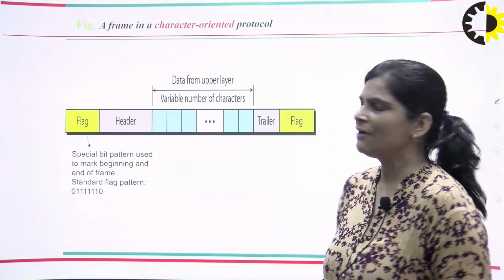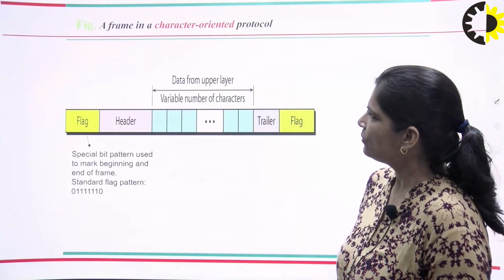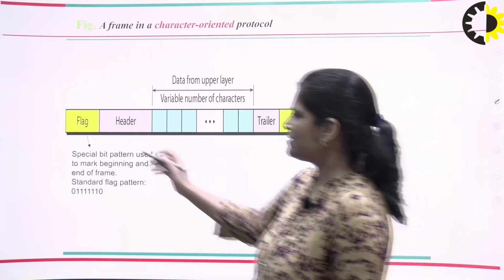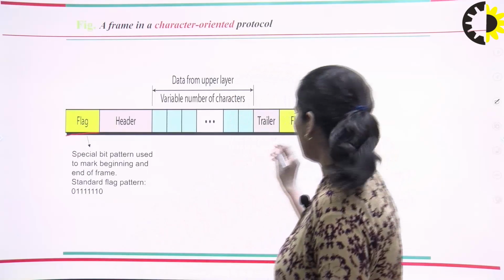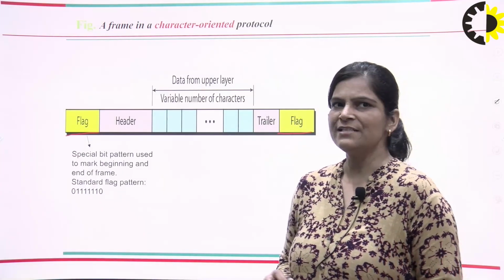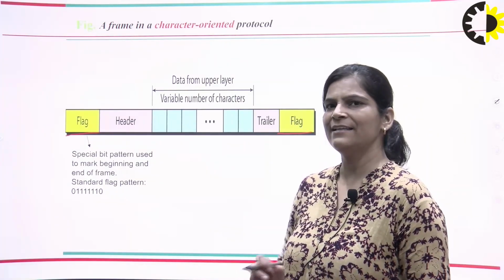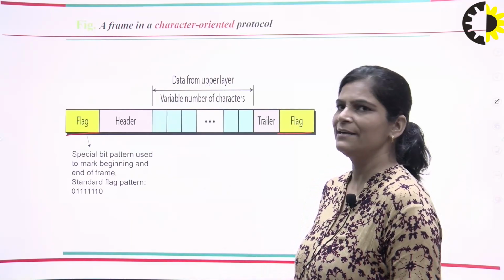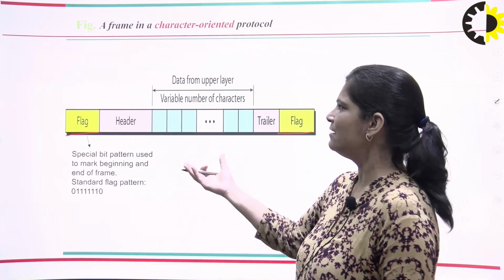Now, a frame in a character oriented protocol. How can we draw a frame in a character oriented protocol? A frame will start with a flag and end with a flag. When we have to send data, we add a flag at the start and at the end of the data, so that we can recognize that this is a single frame.